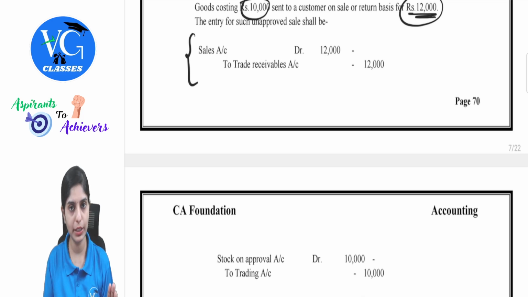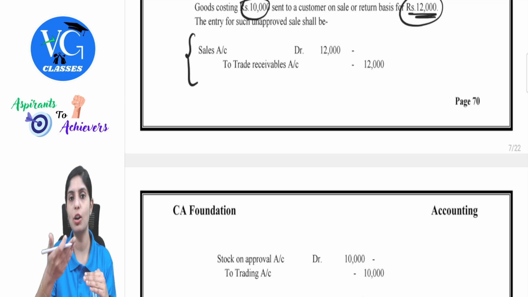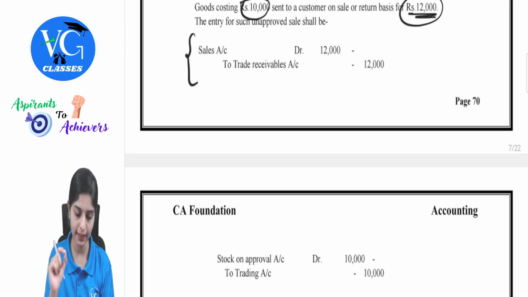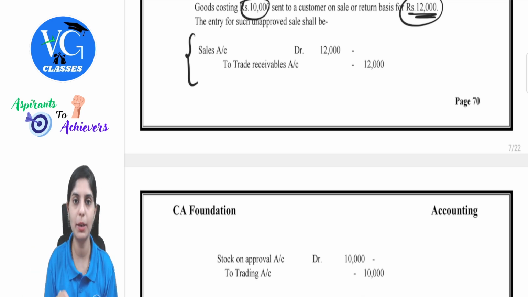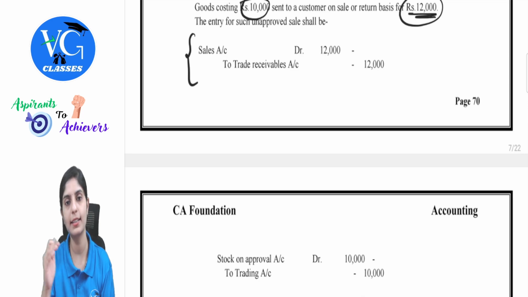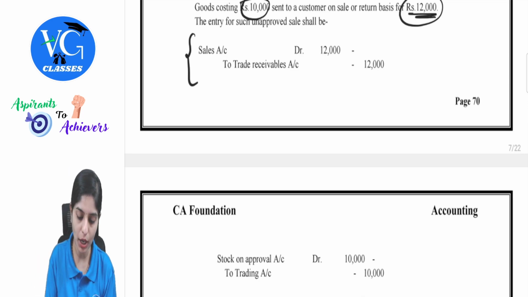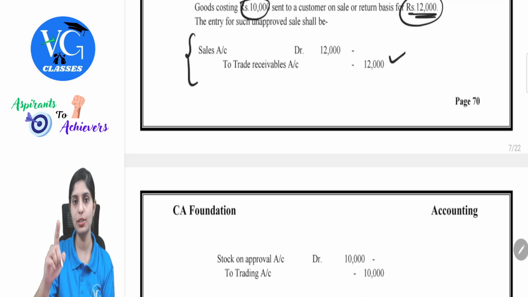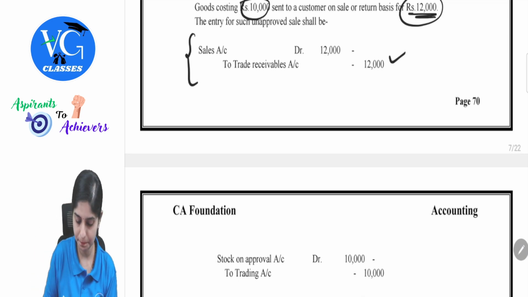Now, this is not a concluded sale. At the year end, when I'm checking the status, my goods are still not come back to me. The status is still not confirmed by the customer. At that point of time, sales account debit to trade receivables, that is sales account debit to debtors. At what price? At selling price, because it was debtors to sales normally.